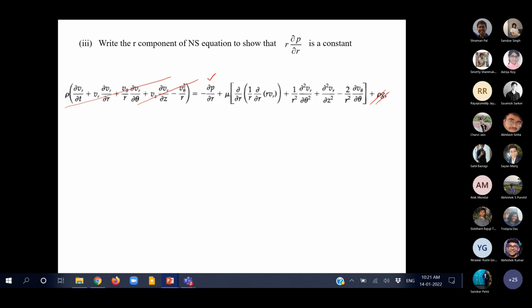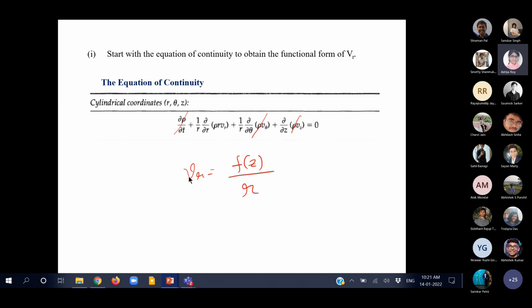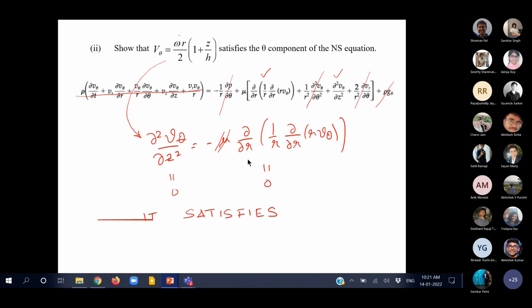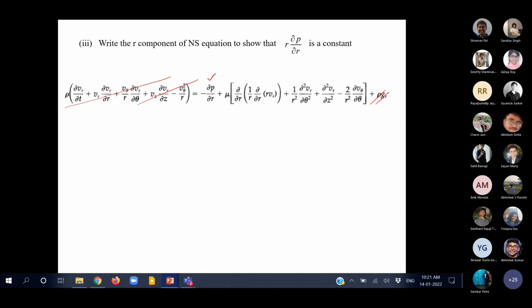Will it be 0 or will it be non-zero? Non-zero. Any other opinion on this? RVR is a function of Z, so maybe it should be 0. RVR, as you could see over here, is a function of Z only. So that's why the equation of continuity provides you with a specific functional form of VR, at least in terms of R. So RVR is not a function of R, RVR is a function of Z only. So if RVR is a function of Z only, then this part will be equal to 0.